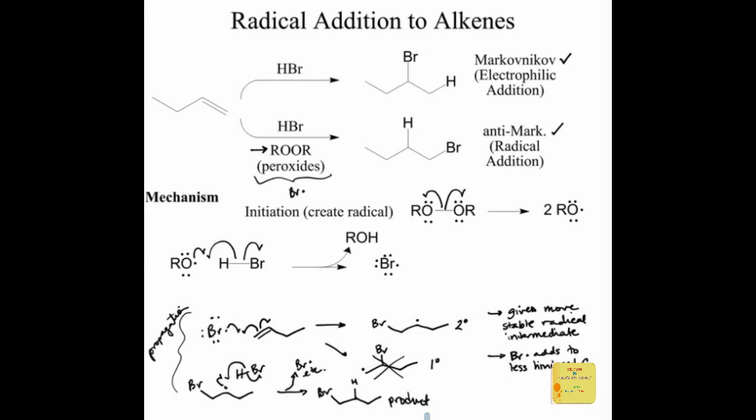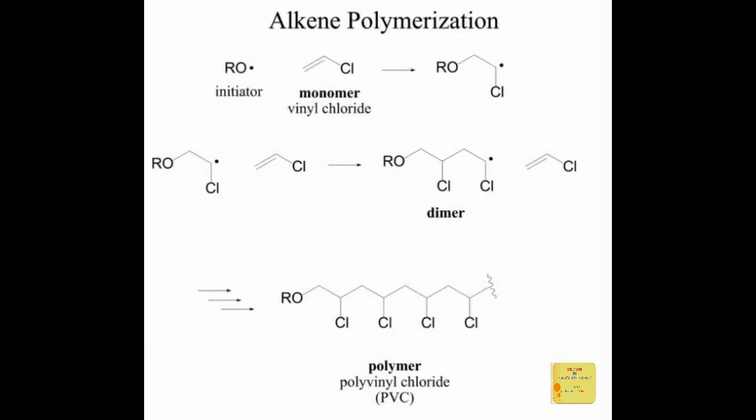So we saw that we have some techniques to add water across a pi bond with Markovnikov or anti-Markovnikov regiochemistry, so that's very important. And now we can see we can do the same thing with the addition of HBr. We can add it with Markovnikov or anti-Markovnikov regiochemistry by adding some peroxides to our reaction mixture. Let's take a look at one more interesting reaction that has a radical mechanism involving alkenes.